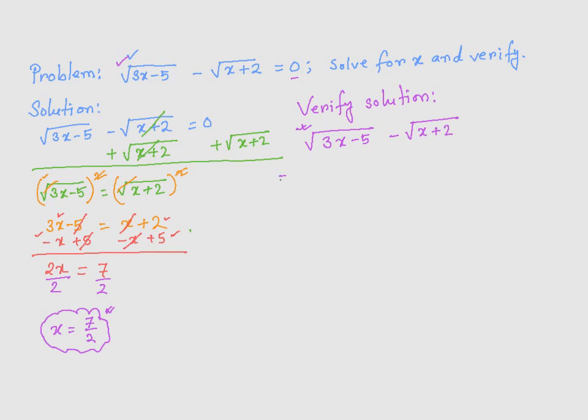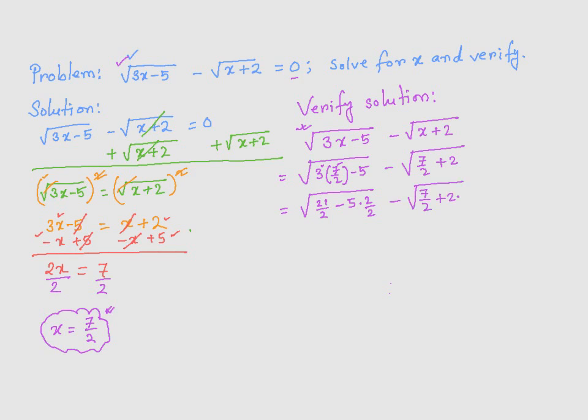So let's go ahead and do that. Square root of 3 times x, x is 7 over 2, minus 5, then minus square root of x plus 2, x is 7 over 2, then plus 2. Then I'm going to simplify further. Square root of 3 times 7 is 21 over 2, minus 5, but I need to make the denominators the same, so I'm going to multiply 5 by 2 divided by 2 so that I have the same denominator, and minus square root of 7 over 2 plus 2.